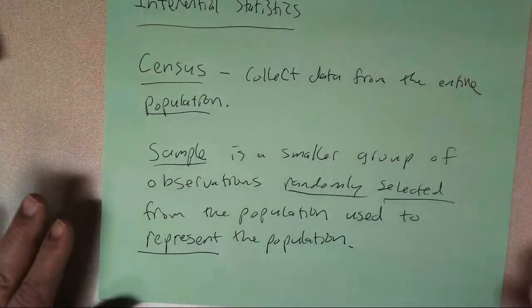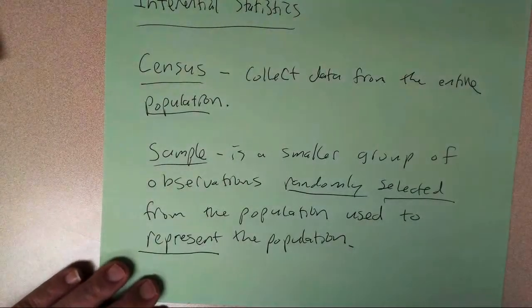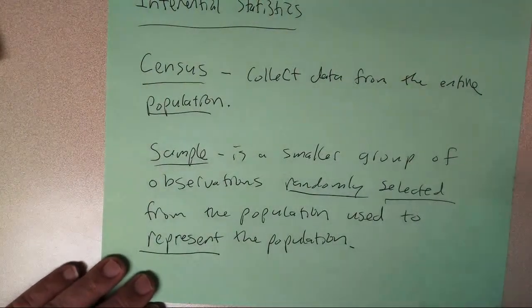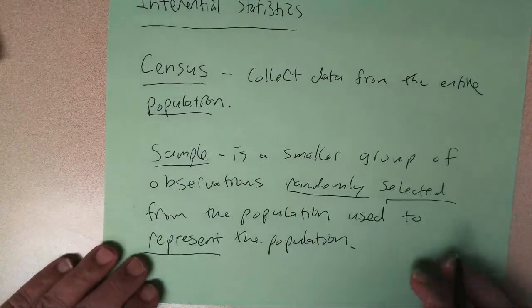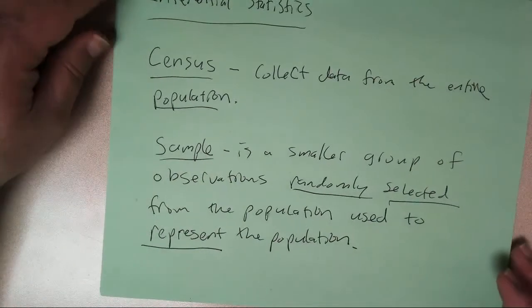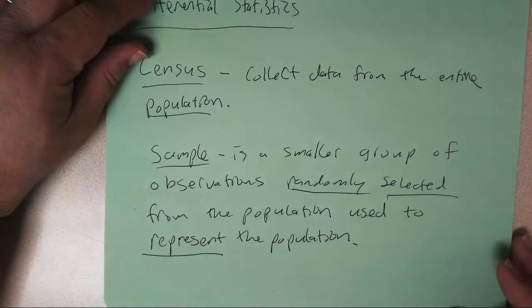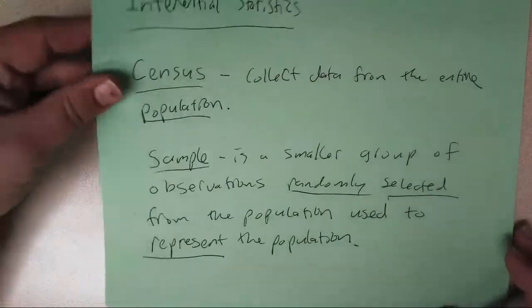So if I worked for this lumber company, I might randomly select 50 boards, let's say, and test those 50 boards. And I'm going to use that information to represent the entire population, to give me an idea of the average strength of the boards in the entire population. That's the idea behind a sample. So let me draw a picture of this.